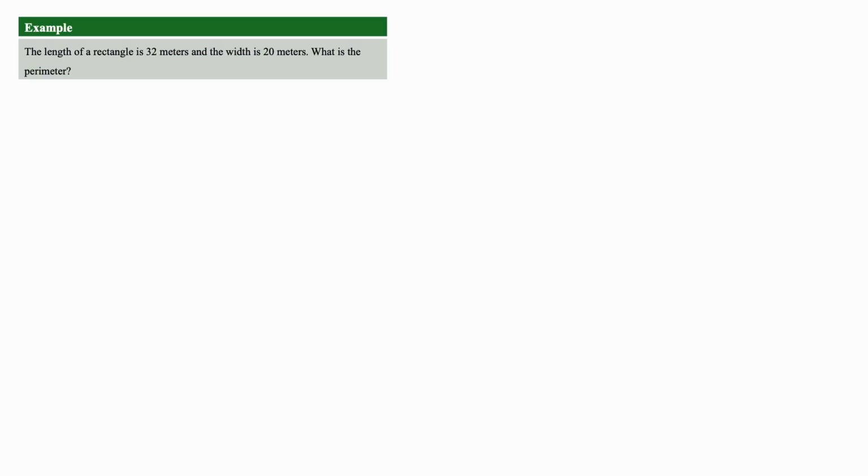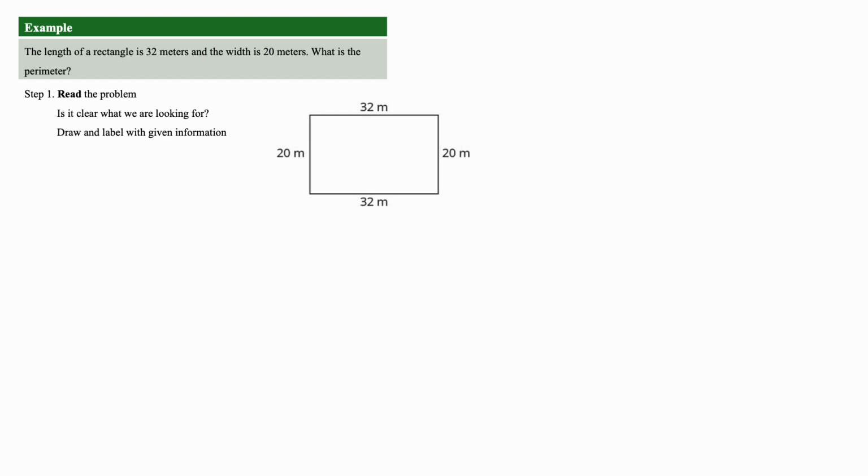Let's take a look at an example. The length of a rectangle is 32 meters and its width is 20 meters. What is the perimeter? Let's read the problem and make sure it's clear what we're looking for, and draw and label with the given information. So we got the 2 lengths is 20 and the 2 widths is 32. So we're going to identify what we're looking for, which is just simply the perimeter.